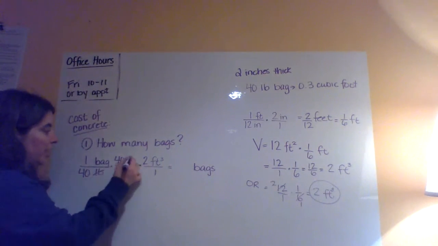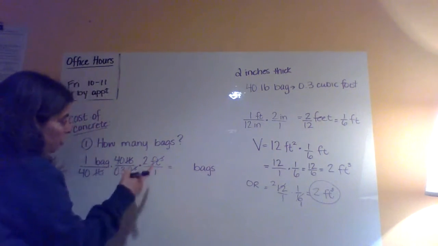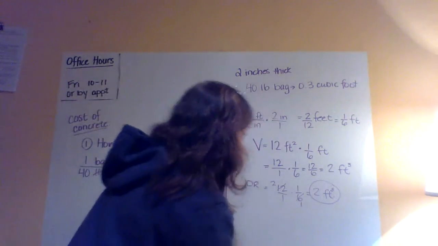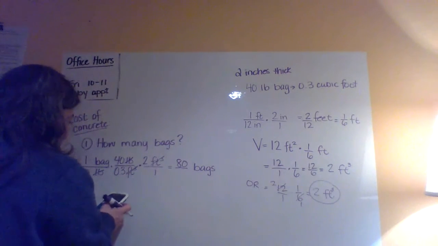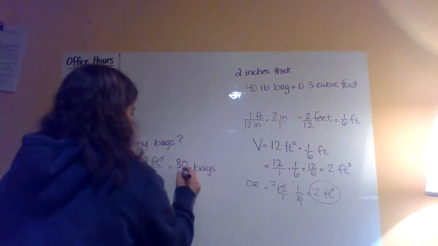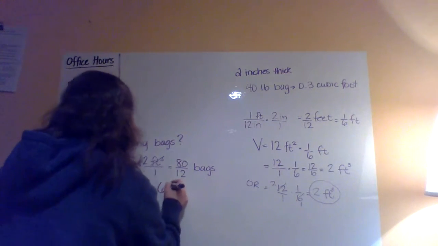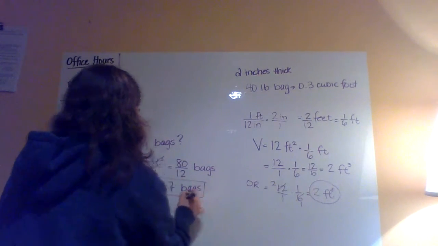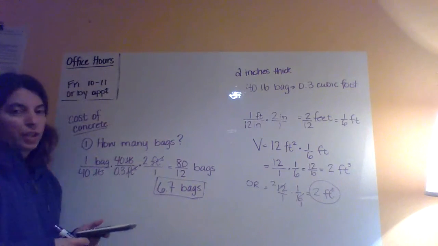If I do it this way, again, my units canceled out. If you just go across the top and across the bottom, I have 80 over 40 times 0.3, which is 12, and 80 divided by 12 is 6.7 bags. Okay. You may also have noticed here that the 40s could have canceled out. If you didn't, that's fine. You would have had 2 over 0.3, still get 6.7.